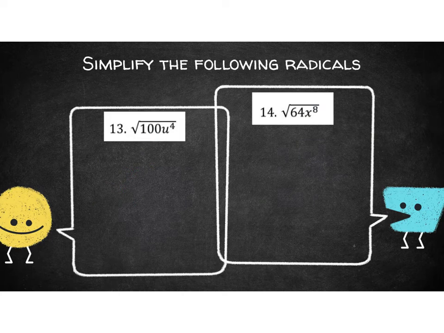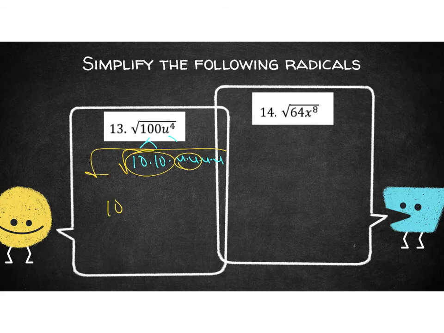Let's talk about 100u to the 4th. Ooh, check this out. This is going to be a good one. 100 is the same thing as 10 times 10. U to the 4th is u times u times u times u. And look at everything that comes out. You got a pair of 10s, you got a pair of u's and another pair of u's. And you've canceled everything under that radical. So I have a u out front, another u out front, nothing left underneath the radical. That's 10u squared.